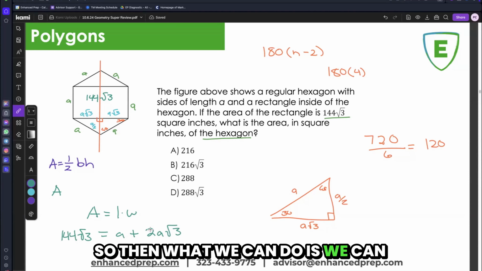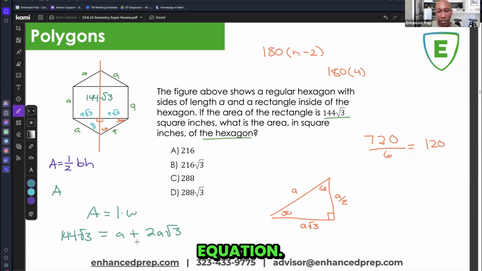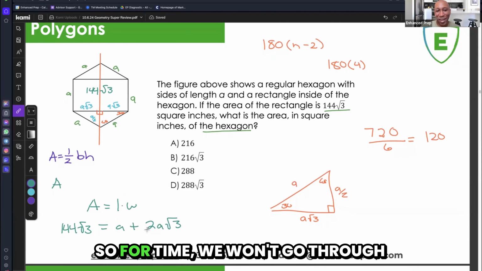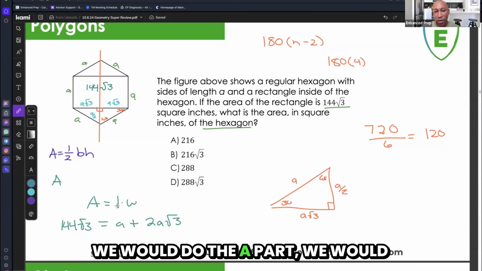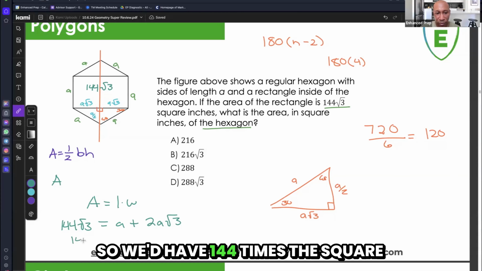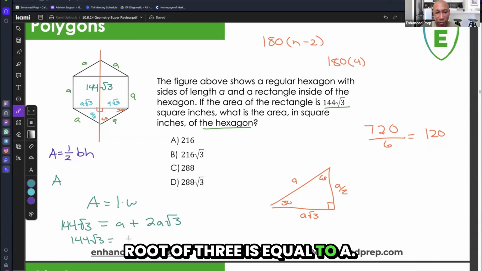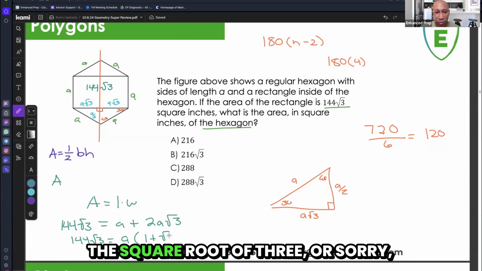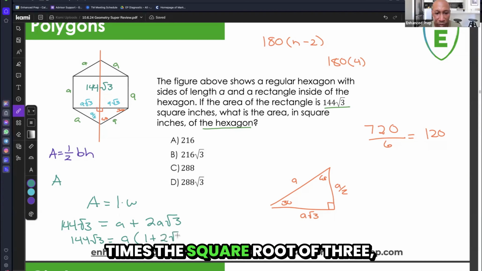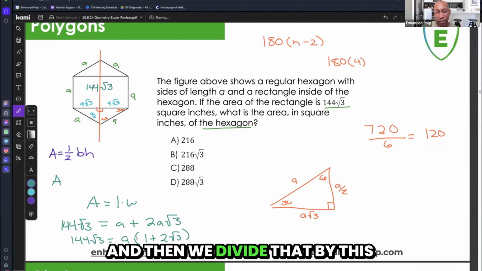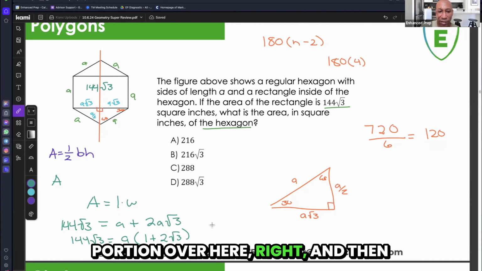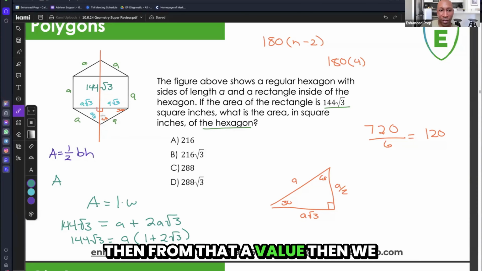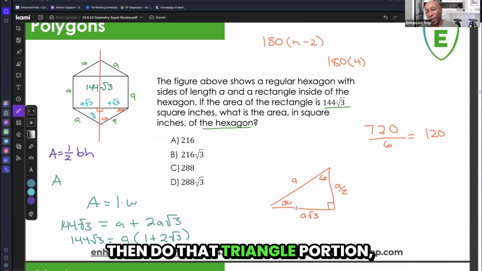Then we can solve for our value of A from this equation, and once we solve for A, we can solve for the other triangles as well. For time, we won't go through that, but just showing how we would do the A part, we would take it out. We'd have 144 times the square root of 3 equal to A, and we factor that out. We're left with 1 plus 2 times the square root of 3, and then we divide by this portion over here to get our A value. From that A value, we calculate all the side lengths and then do that triangle portion.